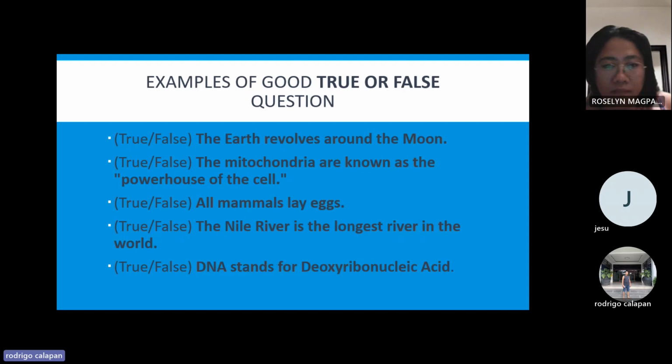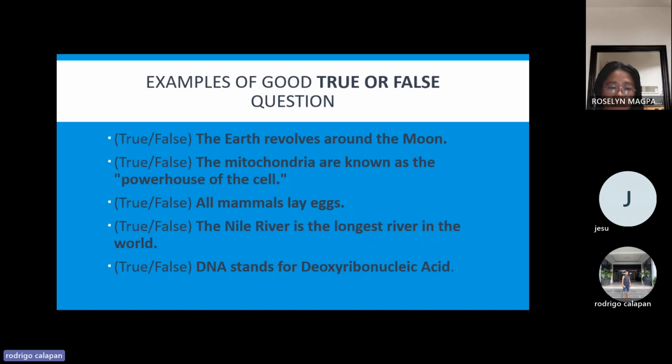Next, the mitochondria are known as the powerhouse of the cell. True or false? True. This question tests students' knowledge of cell biology. The statement is true as the mitochondria are commonly referred to as the powerhouse of the cell due to their role in energy production through cellular respiration. So it assesses students' familiarity with cell structures and functions.